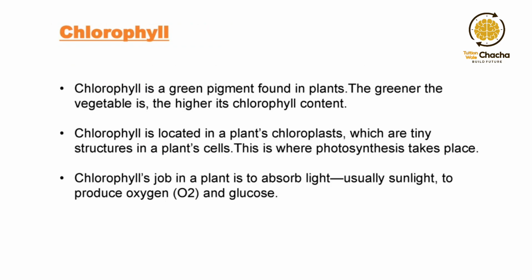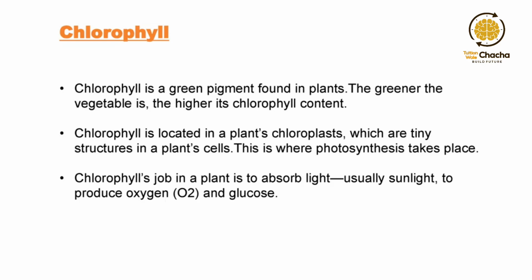Chlorophyll. Chlorophyll is a green pigment found in plants. The greener the vegetable is, the higher its chlorophyll content. Chlorophyll is located in a plant's chloroplasts, which are tiny structures in a plant's cells. This is where photosynthesis takes place.